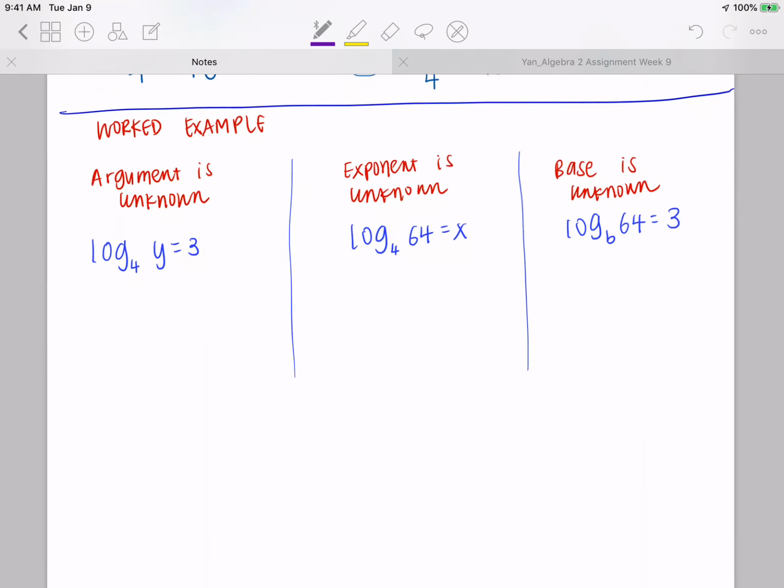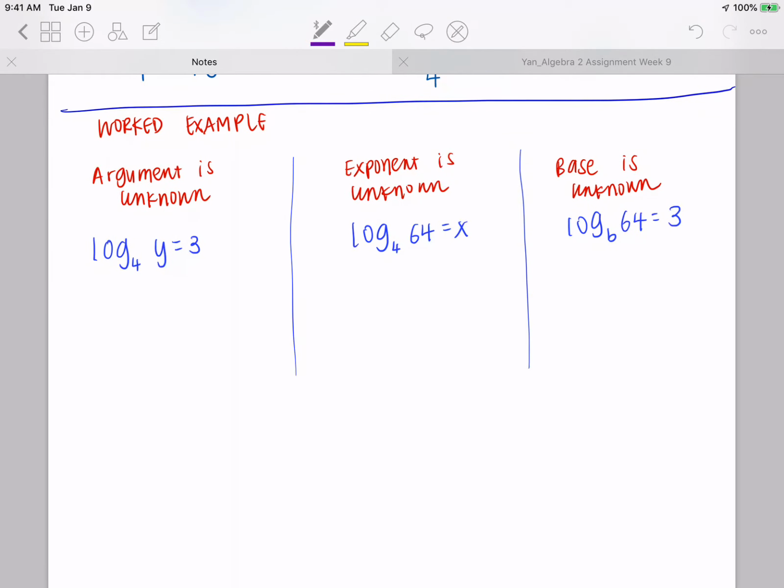For the first one, I rewrite it as 4 to the third power equals y, right? And we can do 4 to the third power, which is 4 times 4 times 4. This would give you y, which is 64. So it's pretty easy if you are looking for the argument. Next part, if the exponent is unknown, we still have to rewrite it as 4 to the x power equals 64.